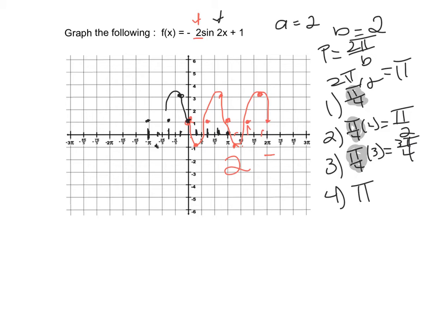And that would be one cycle of my negative side. Okay, and then that would repeat. So that is what a negative sine curve would do. Again, I went down first instead of up.